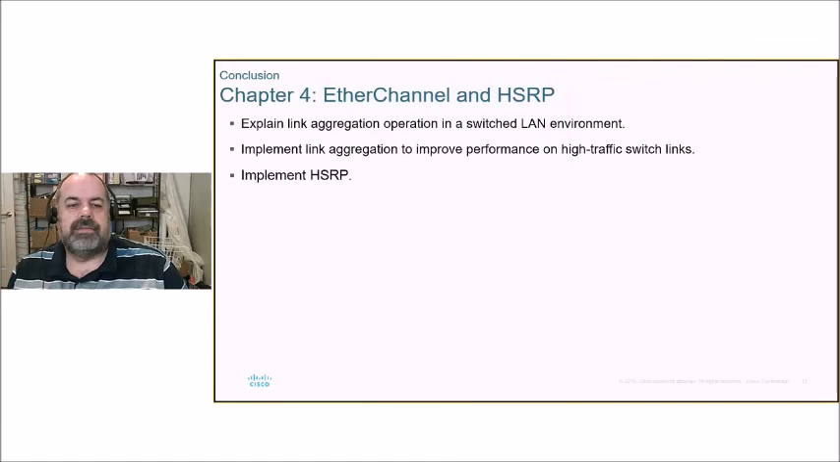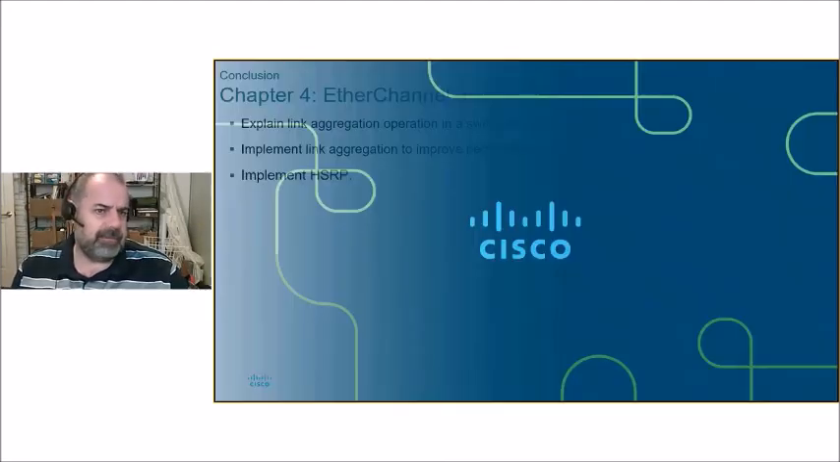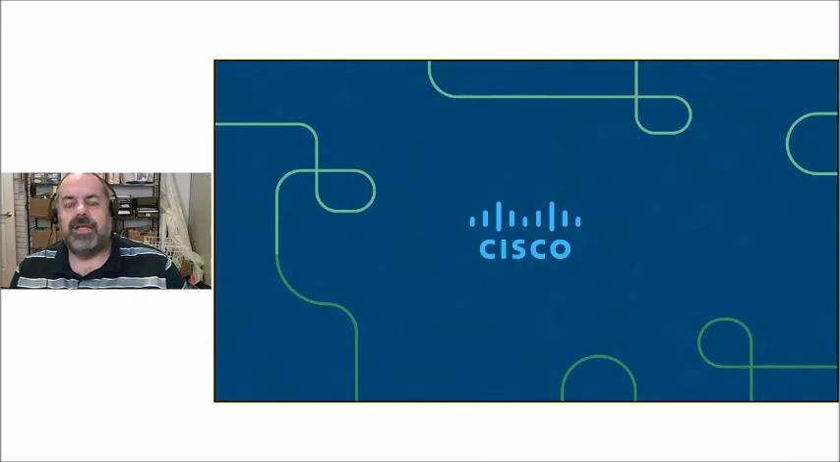So that's the end of the chapter, and we've looked at link aggregation using LACP or PAgP, and we've looked at how it works and how to implement it, and we've also looked at HSRP and how to implement that. There's the logo. So that is chapter 4 done, and we'll catch up with chapter 5 later.